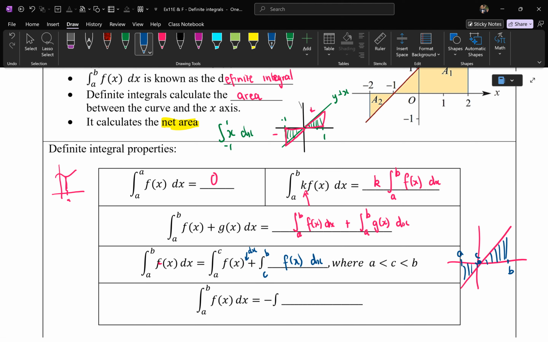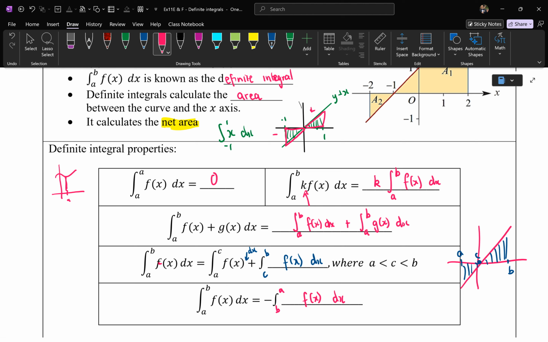And your last one, A to B, because we know that it's f of b minus f of a, you can actually also write it as the reverse, because you can look at it as the area under the curve. And this is the same thing as saying b to a of f of x dx.